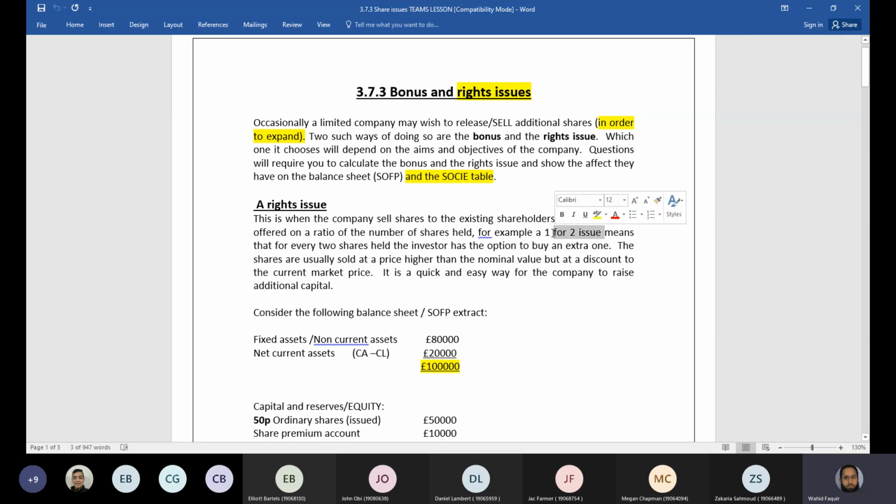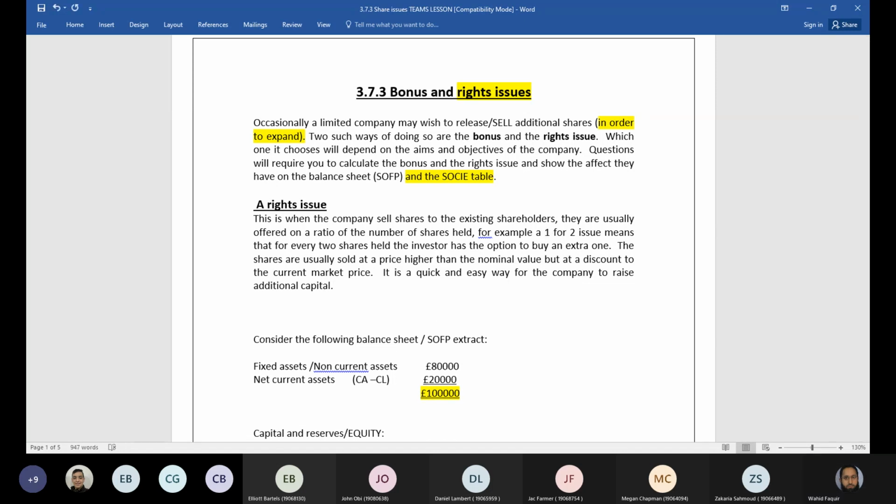For 2 is what you've held, and the company is offering you 1 for every 2 that you have. So if you had 4 shares in a company, what's the maximum number of shares you are being offered? If you currently own 4 shares in the company and there's a rights issue and the rights issue is 1 for 2, what's the maximum number of shares you can buy? Well, Usher's saying 8.